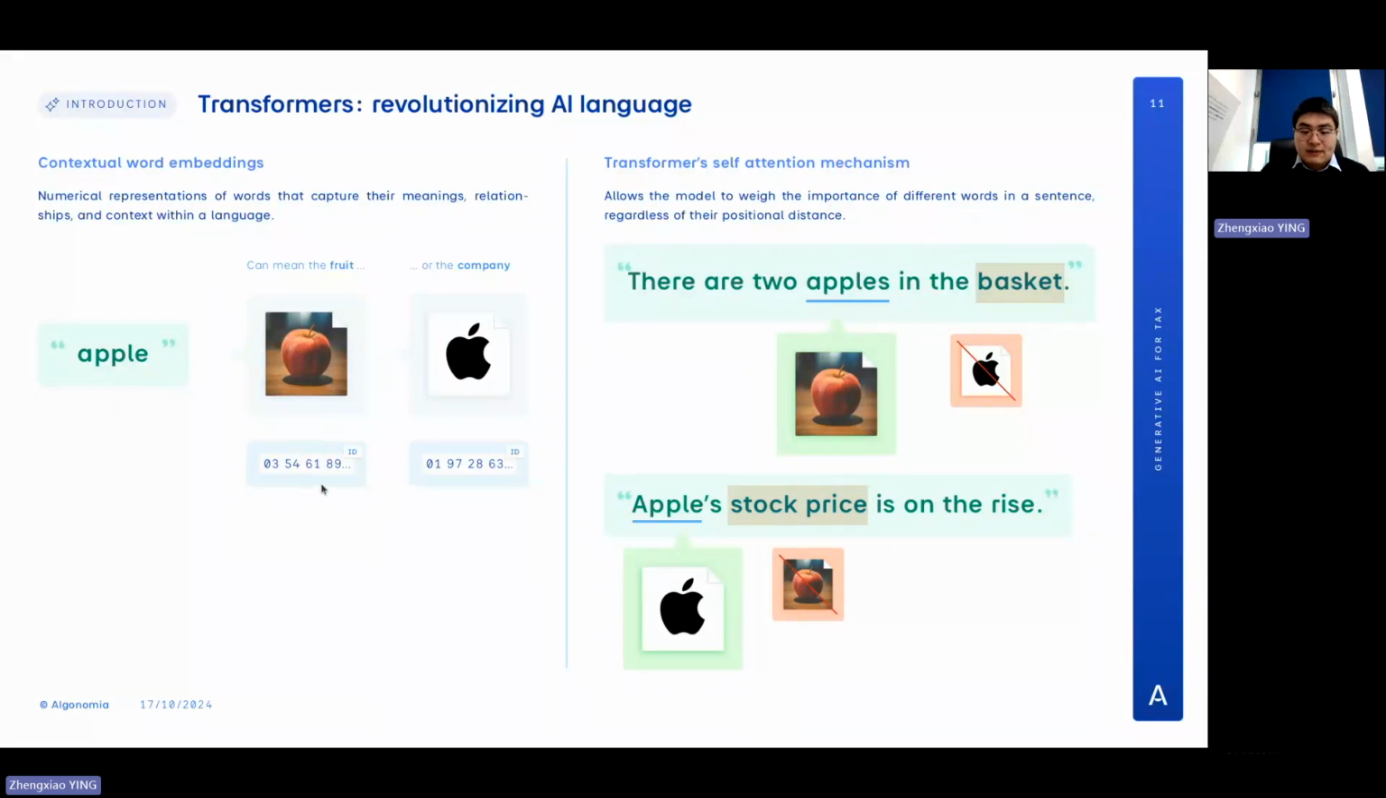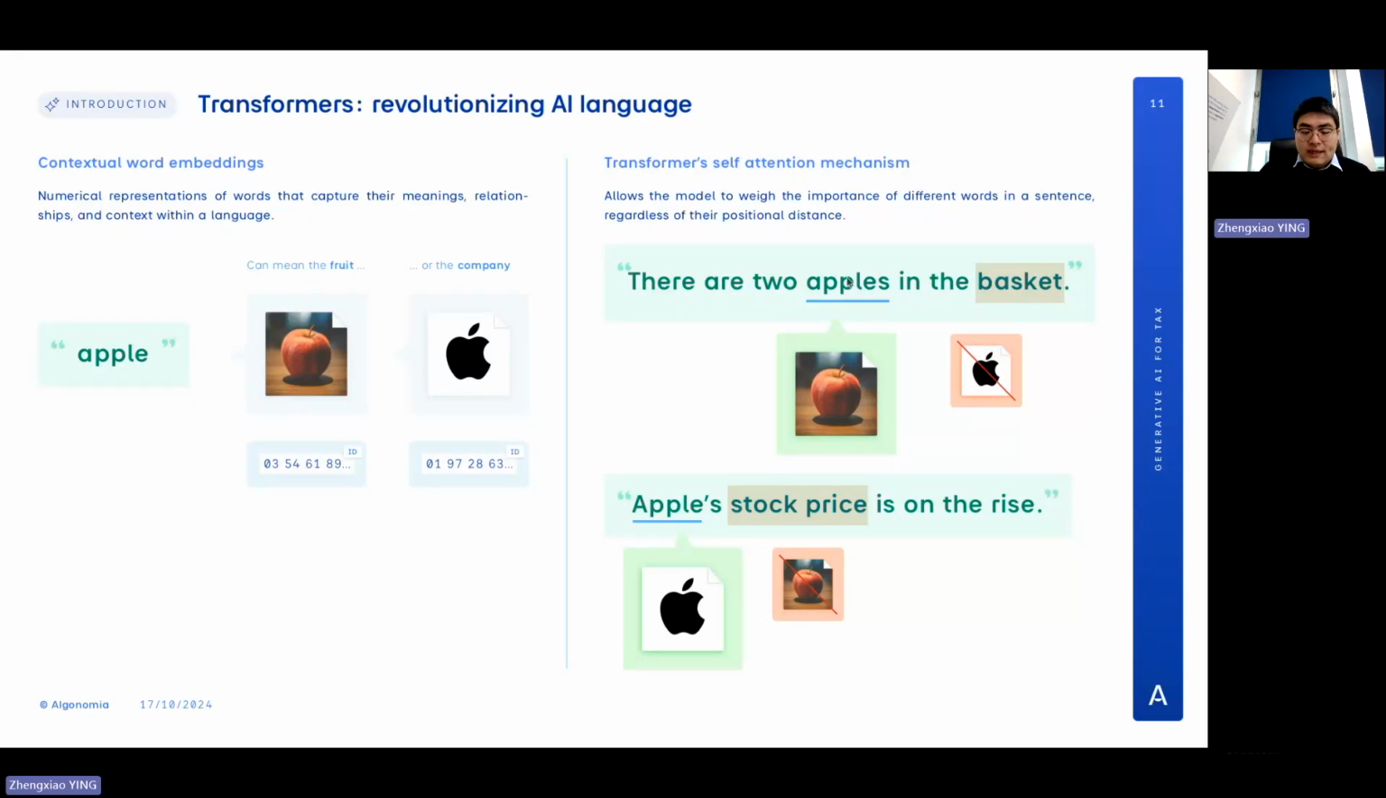We can see it as different ID cards that can be assigned to the same word based on its context under the transformer architecture. So when it means fruit, it gives the word this ID. When it means company, it will give the word this ID, for example. This was made possible by the second key innovation, the self-attention mechanism.